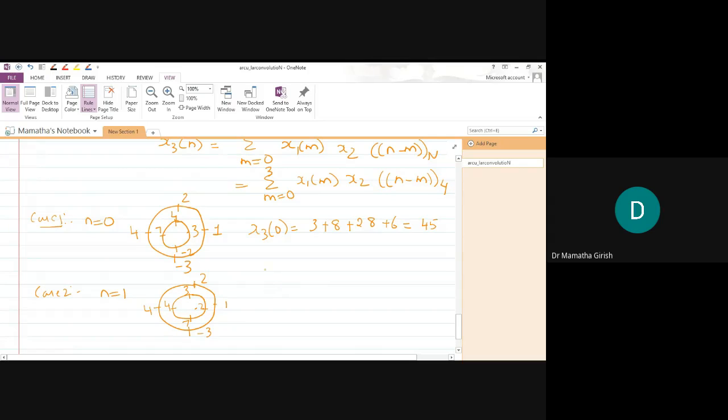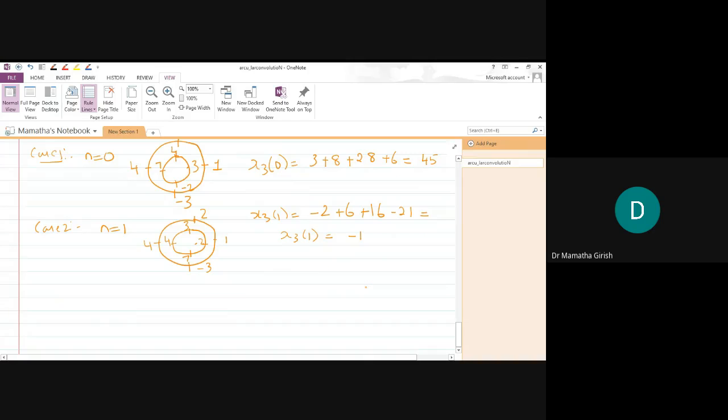Is it clear? Then what is x3 of 1? It would be equal to minus 2 into 1 is minus 2, plus 3 2s are 6, 4 4s are 16, 7 into minus 3 is minus 21. So what is the answer? Minus 1. Okay, fine, no problem. Let's stick to it.